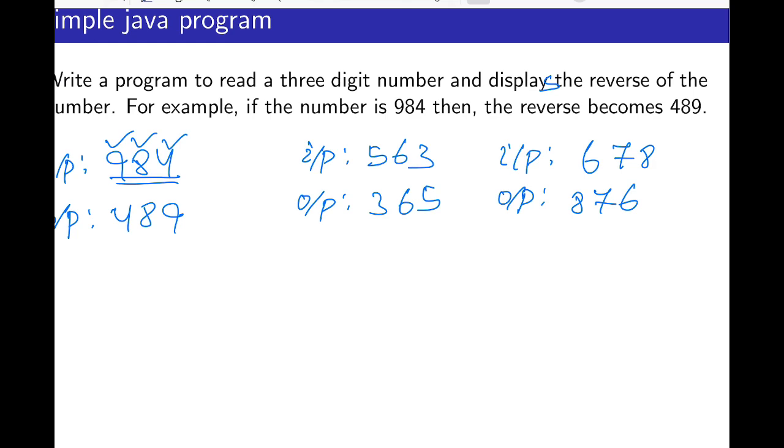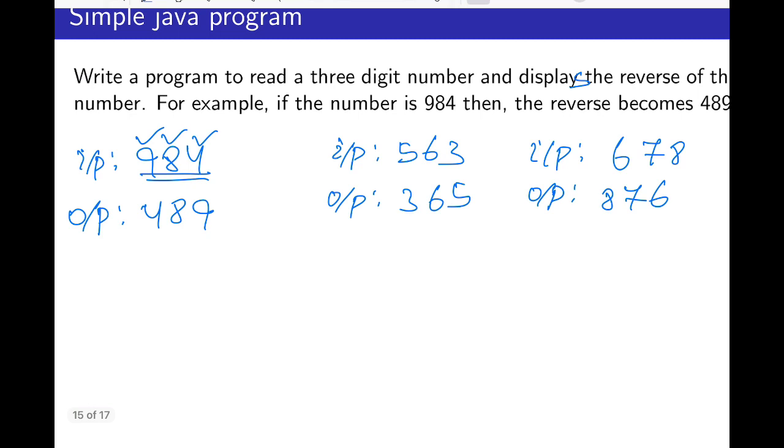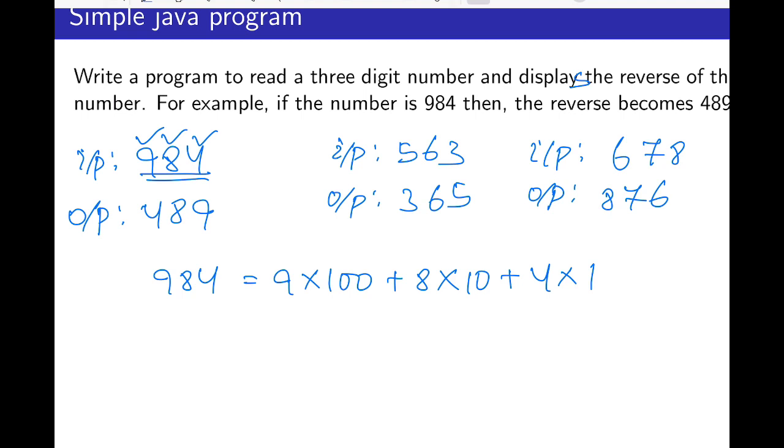Now how to compute the reverse? Suppose, consider 984. So why are we saying 984? Because 9 is at the 100th place, 8 is at the 10th place and 4 is at the unit place. So we can write this as 9 into 100 plus 8 into 10 plus 4 into 1. So it is equal to 900 plus 80 plus 4, that means 984.